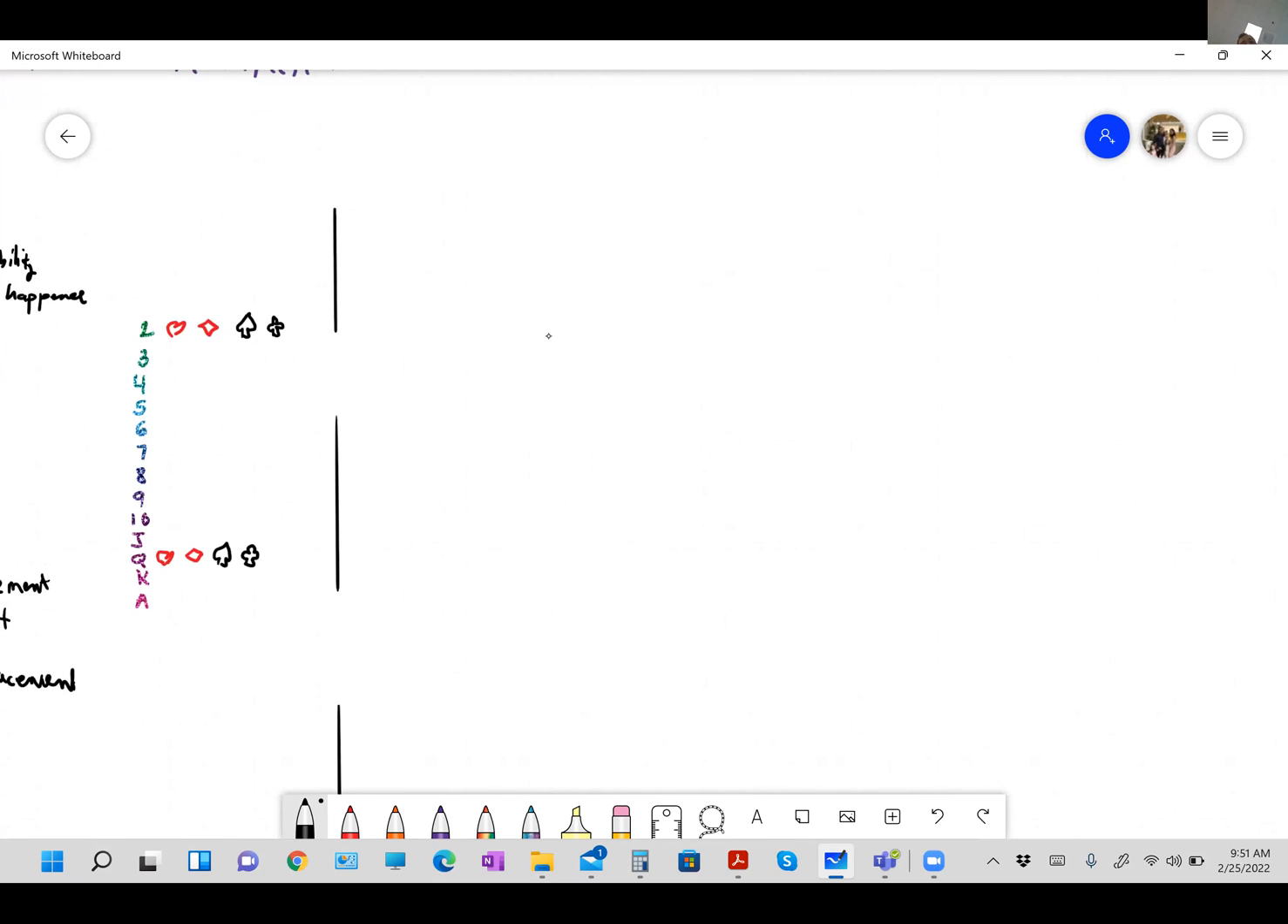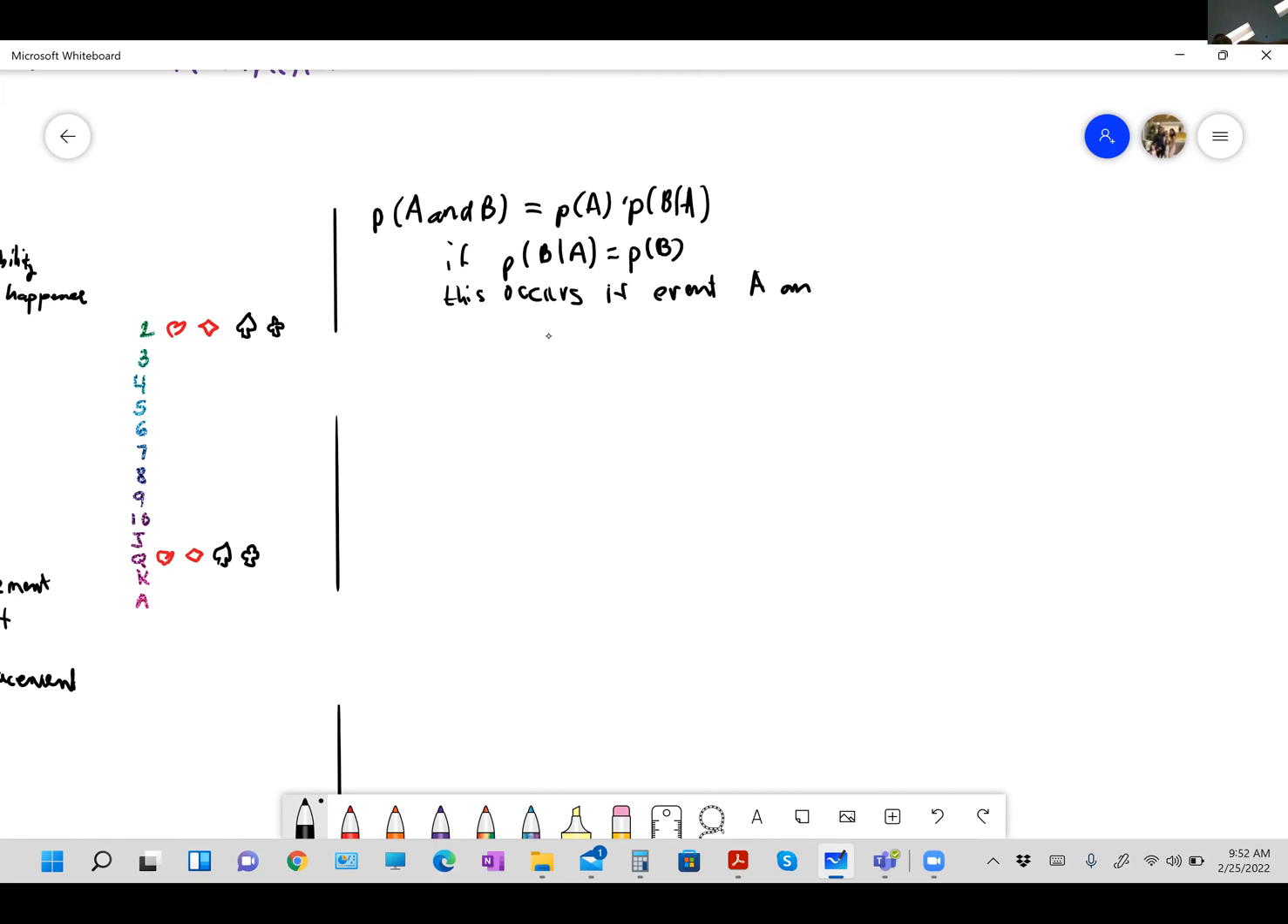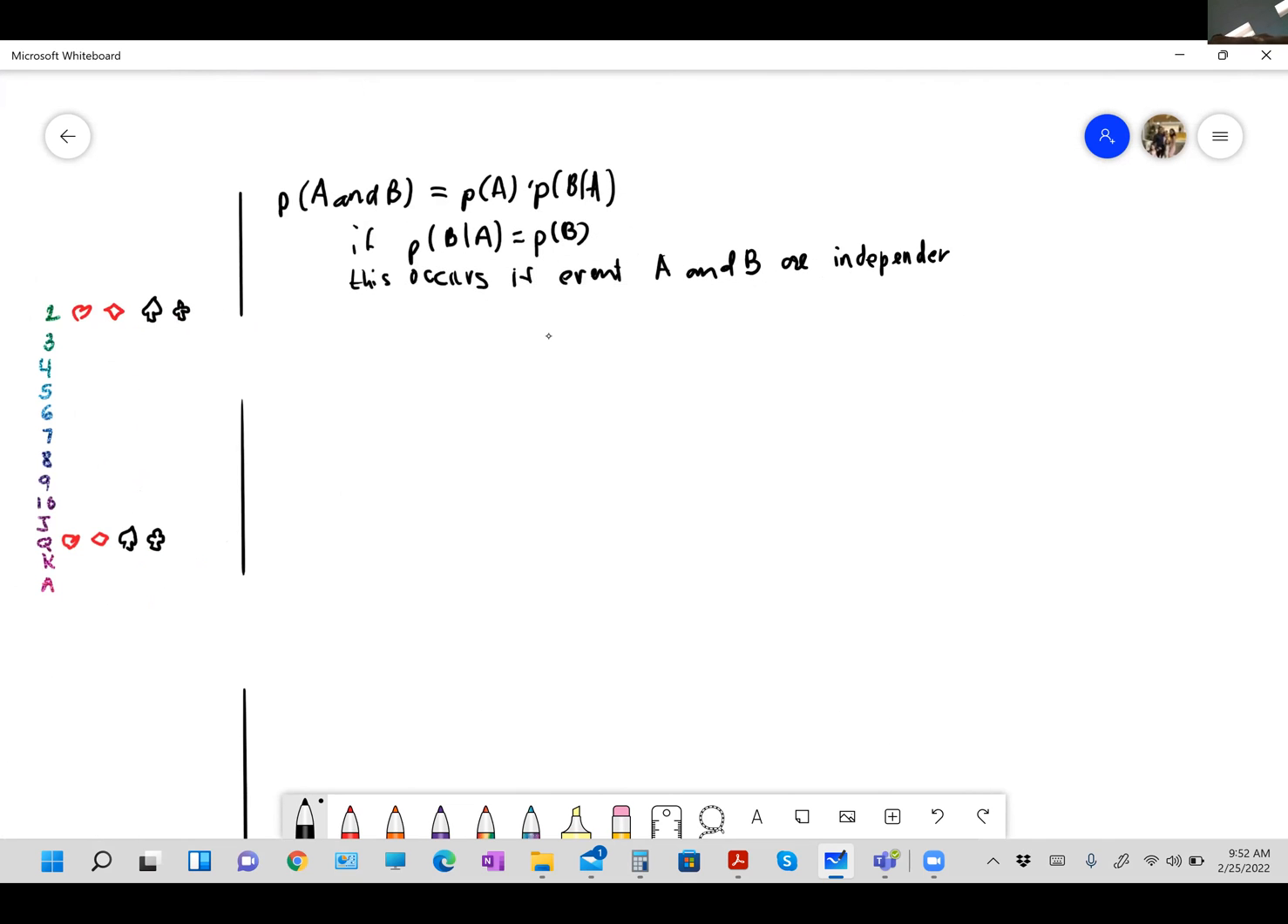Okay. So we had the following. The probability of A and B must equal the probability of A times the probability of B given A. Now, if the probability of B given A equals the probability of B, and this occurs if events A and B are independent, then the probability of A and B must equal the probability of A times the probability of B. This is for independent events.